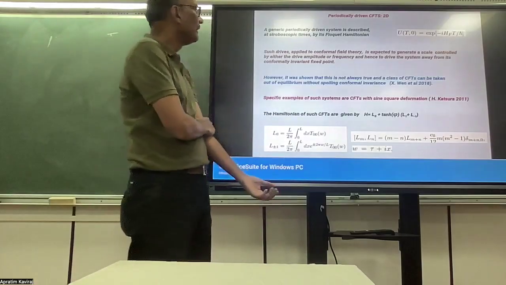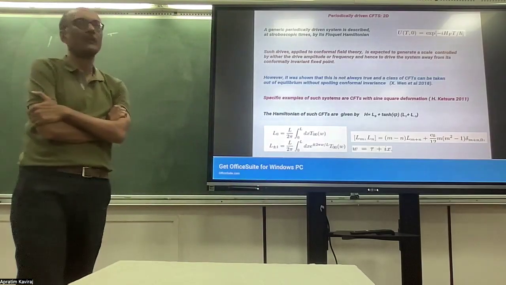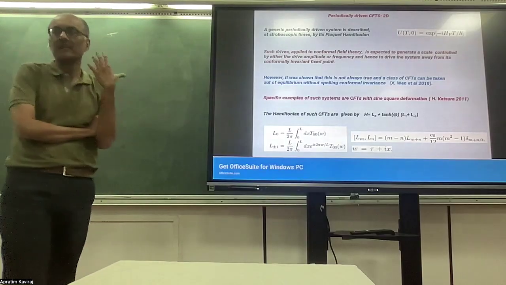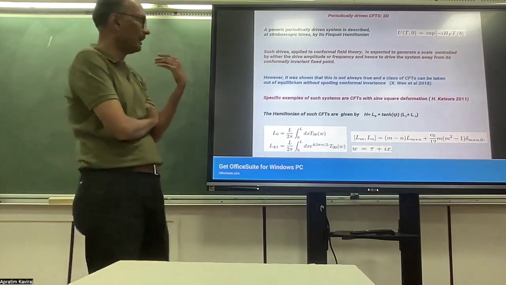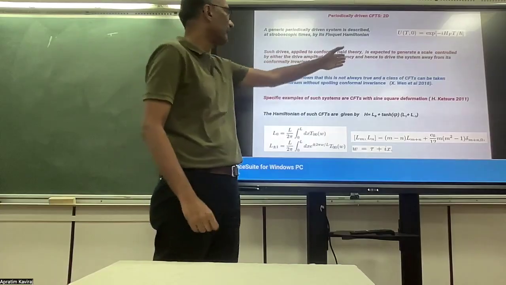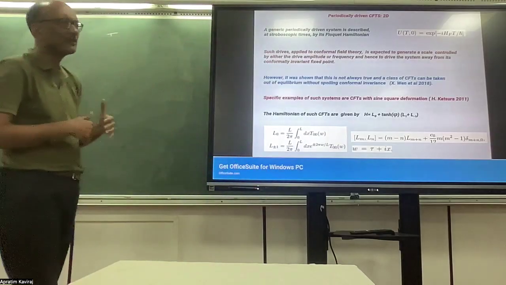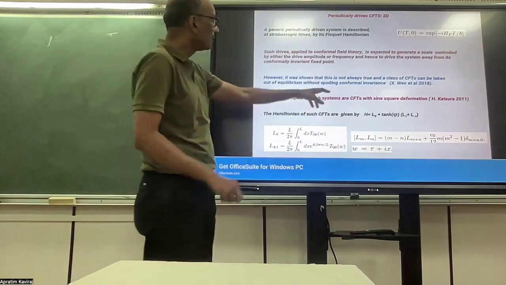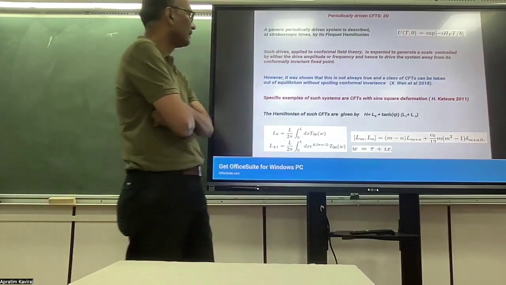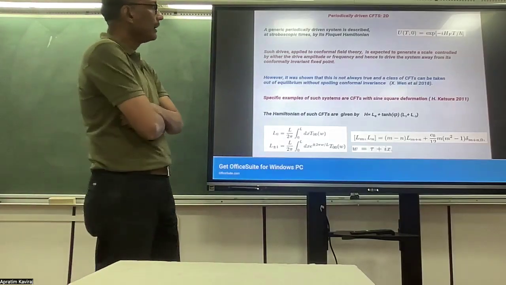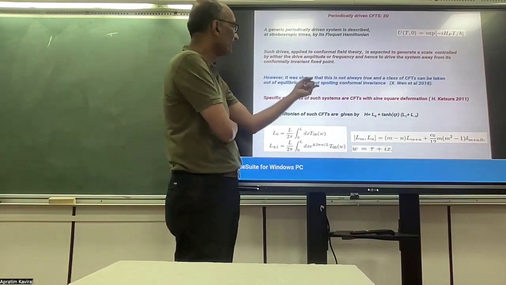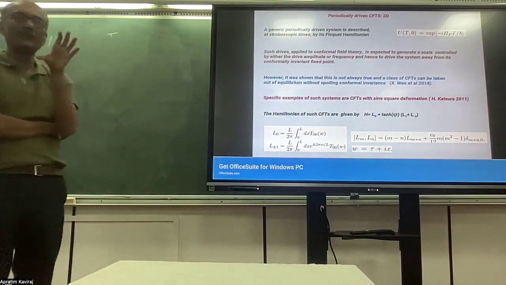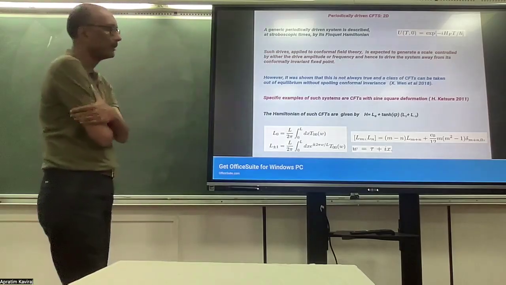So the natural thing to think is: what happens when I try to apply this drive to conformal field theories? Once you drive a CFT, the natural thing to assume is that because you are putting in another scale in the form of either drive amplitude or frequency, it's going to deviate away from the CFT and move away. Now, this is natural, but it was shown in Wen and Wu's work that this is not always true. A class of CFTs can be taken out of equilibrium without performing the conformal inference. That was the first thing which motivated us to work on this.